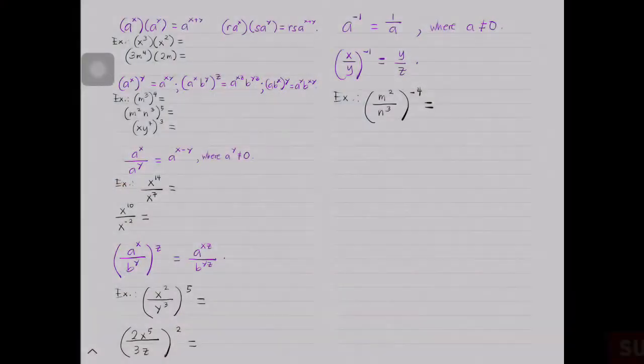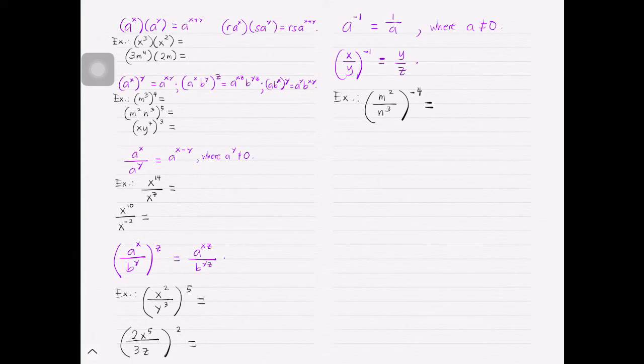Let's start with multiplying with the same bases. That is, if you have a to the power of x times a to the power of y, what you'll do will be just to add the exponents and copy the base. So for x cubed times x squared, copying the base x and adding the exponents, it will be x to the power of 5.